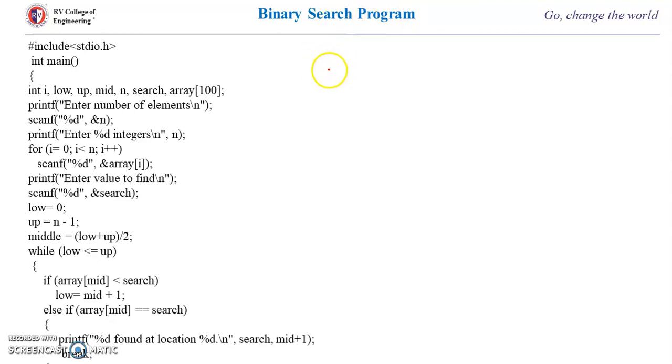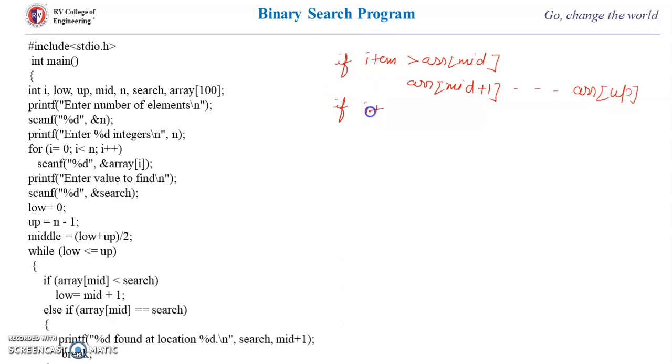So there are three things we check. If item is greater than array mid, we'll be searching in the right half of the array, so that is array mid plus 1 to array up. And if item is less than array mid, that means we have to search in the left half. So the left half will be array low to array mid minus 1.